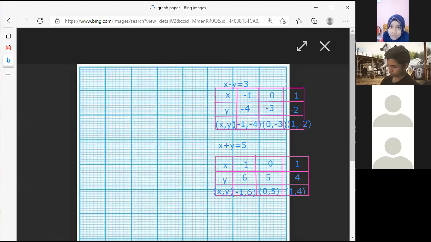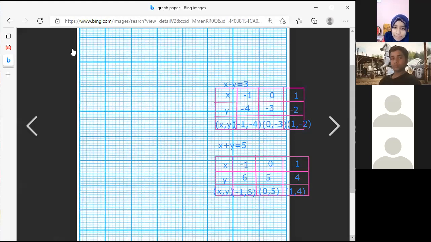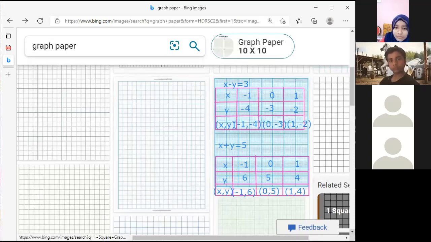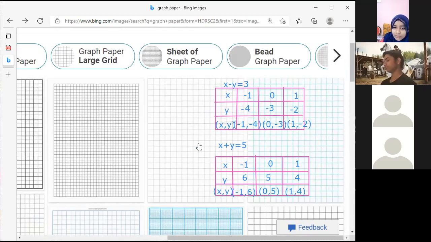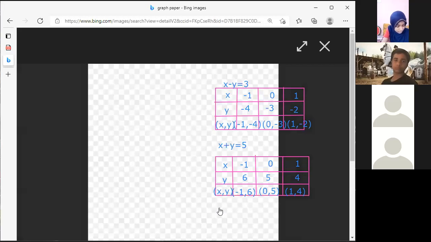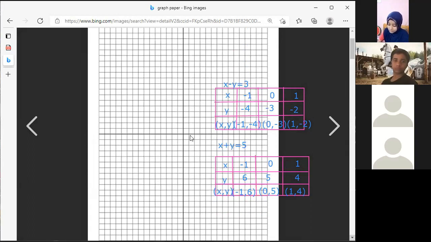Can you all see the graph paper? Do you remember I had asked you to make the Cartesian plane? Do you know how to make the Cartesian plane? Make it quickly. How do we make the Cartesian plane? See, this is already made. Can you see? Now we are supposed to plot.